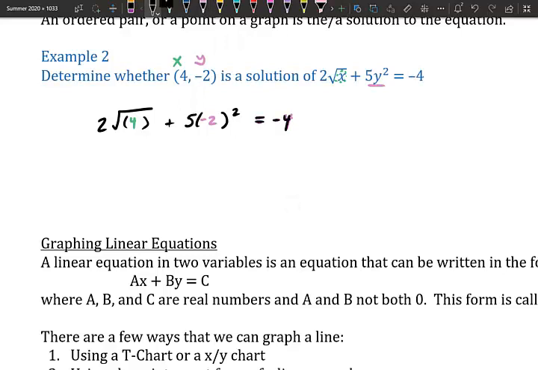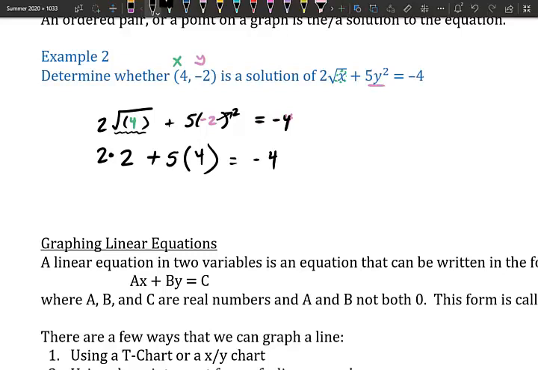Alright, so let's simplify. We have 2 times the square root of 4. So the square root of 4 is 2. Then we're going to add that to 5 times, so negative 2 squared is 4, PEMDAS, and that equals negative 4. So let's keep simplifying.